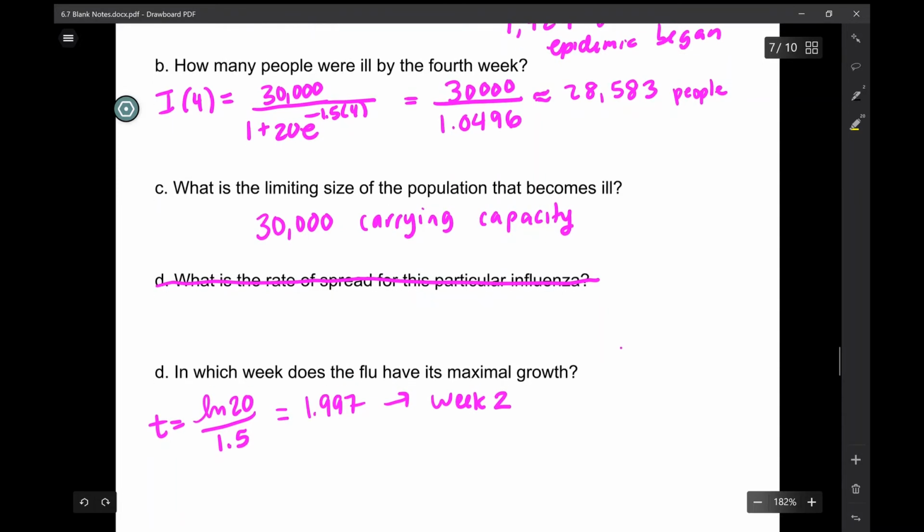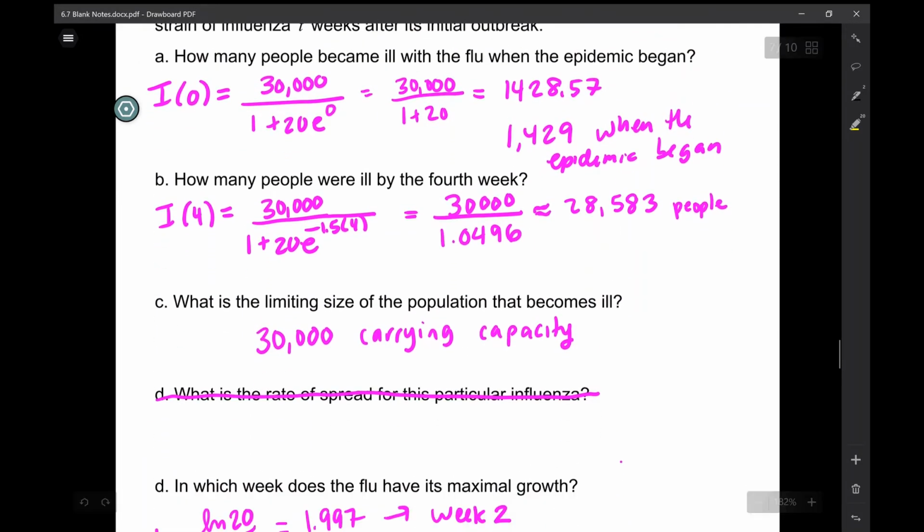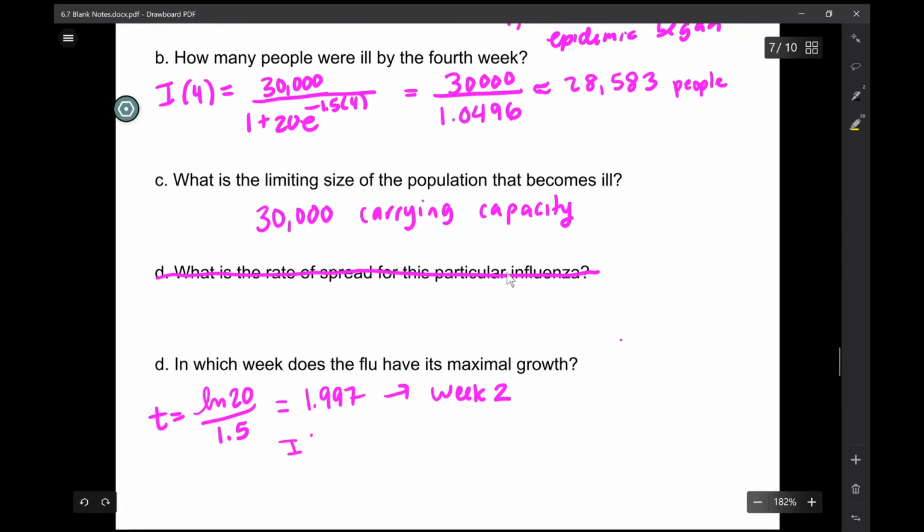All right, if we wanted to find that maximal growth, we could plug 2 into our equation I of t. If we plug in 2, we get, let's quickly do this. I got 15,032 people. That was the amount at the time of maximum growth, the amount of people with the flu at the time of maximum growth.